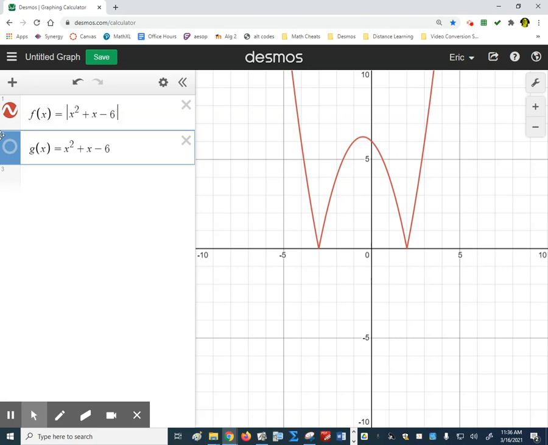Okay. I think did I give you one of those on the problem set? Did I give you an absolute value function like that? I can't remember. On the second one, I might have. I can't remember.